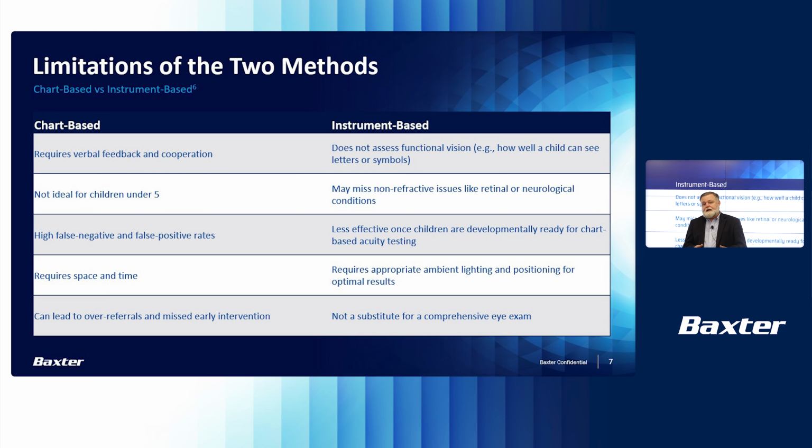While instrument-based screening excels with young children or nonverbal children, it doesn't assess functional vision, meaning how well a child can see and interpret visual information like letters or symbols. It also may miss certain non-refractive or neurological issues, and it becomes less effective once the children are ready for subjective acuity testing. And neither method is a replacement for a comprehensive eye exam. They're both tools for identifying children who may need further evaluation. Understanding these limitations helps us appreciate why pairing both methods gives us the most complete picture of a child's health.